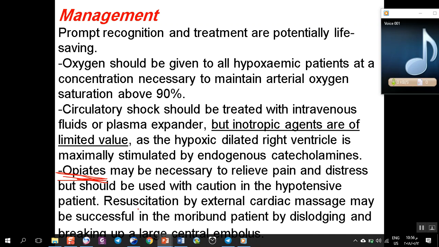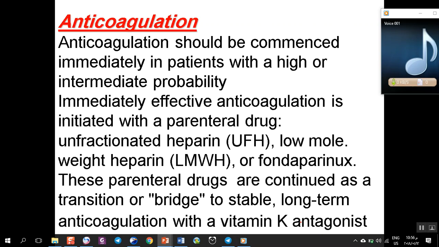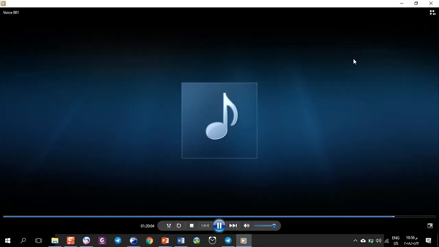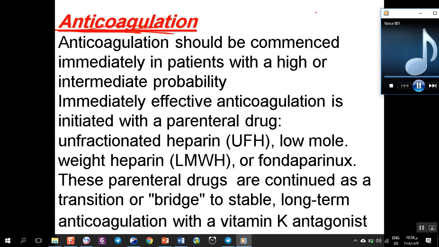This massage can dislodge the thrombus and can get the flow. This treatment is for embolism, not for the muscle. It's not the massage. We can give anticoagulant. We have three items: anticoagulant, antiplatelet, and antithrombotic.